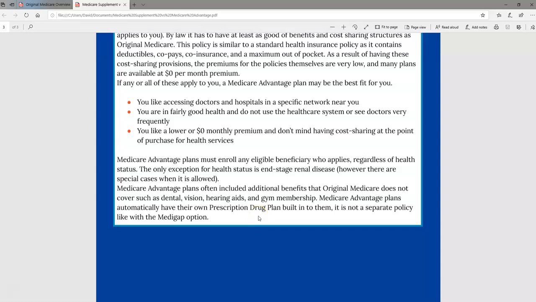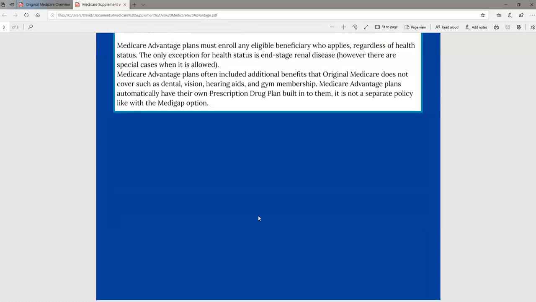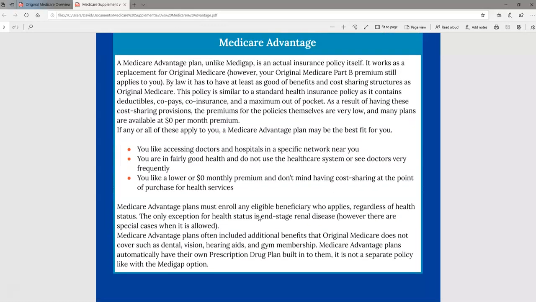And so it's a little bit more comprehensive than what original Medicare and Medicare Supplement and a prescription drug plan has. And so that is a general overview of the options of original Medicare and the private options that the vast majority of Medicare beneficiaries purchase in addition or in place of original Medicare. And so that is pretty much all we have for you.